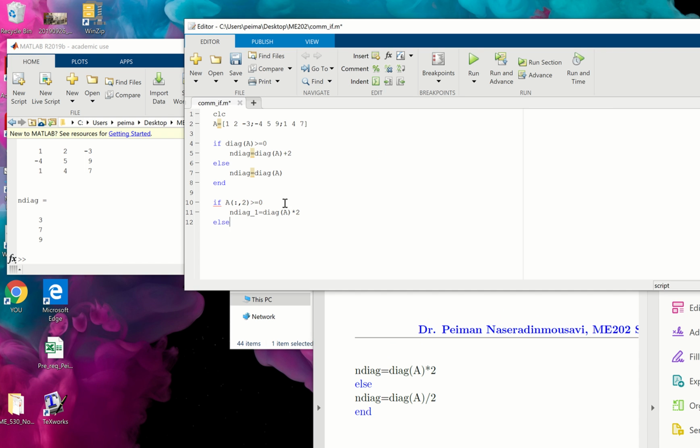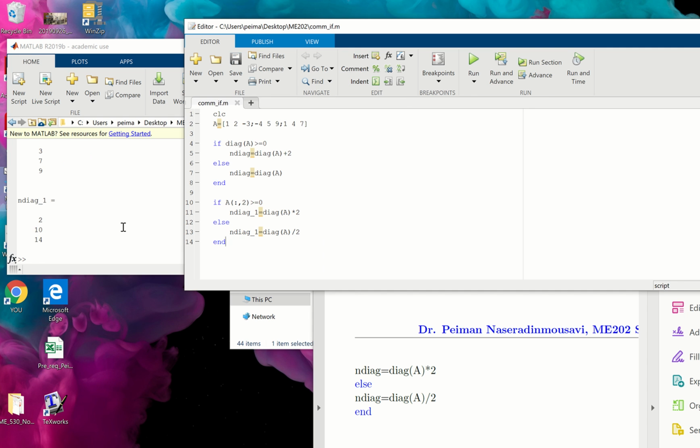Else, if the second column is not greater, means it's smaller than 0, else new diag underline 1 is diag of A divided by 2, and end. Let us see what we get.